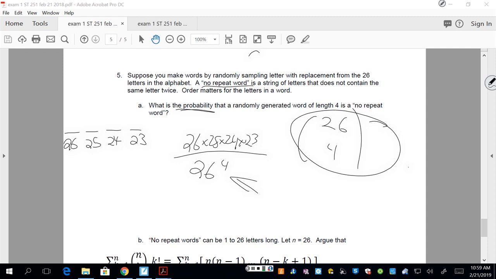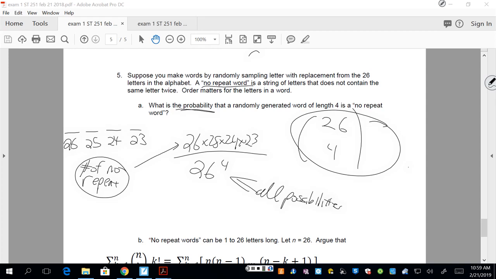Right, so this is the denominator. So this is all possibilities. And this one is the number of no repeat. So the probability of a no repeat is the number of ways you can get a no repeat over the total possibilities. The other ways have some type of repeat.